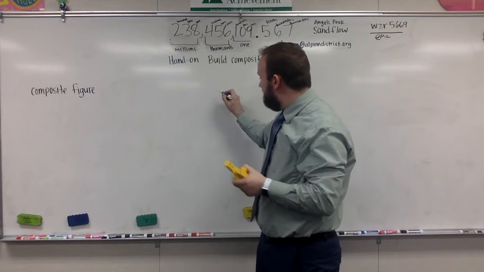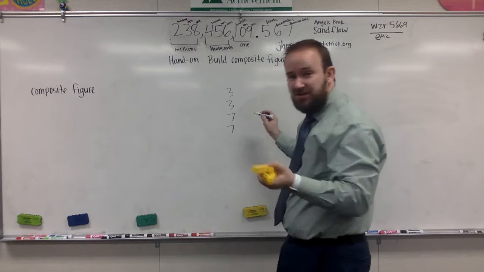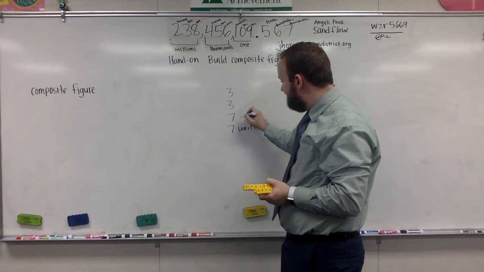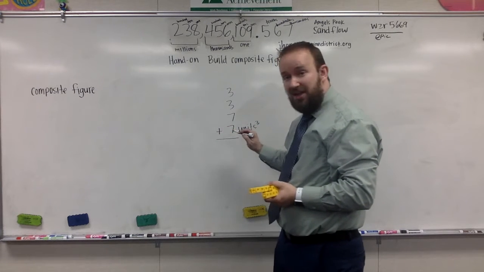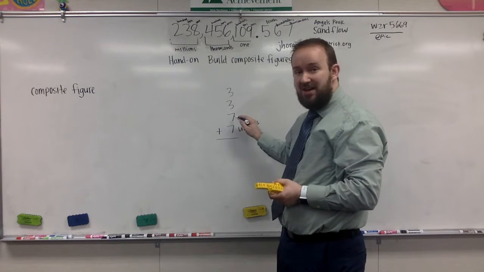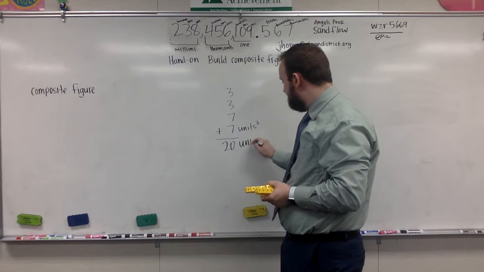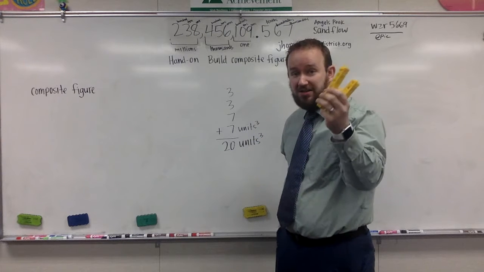If I have one that's 3, 3, 7, and 7, of course, these are all units cubed. All I have to do is add these together now, and I have 3 plus 3 is 6, plus 7 is 13, plus 7 is 20 units cubed. That's what the volume of the composite figure is.